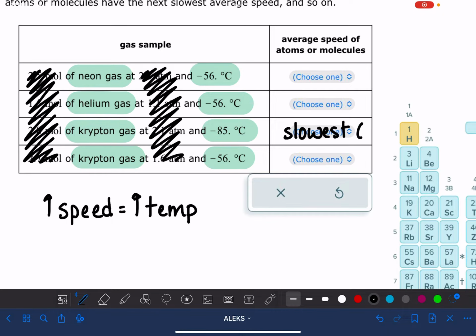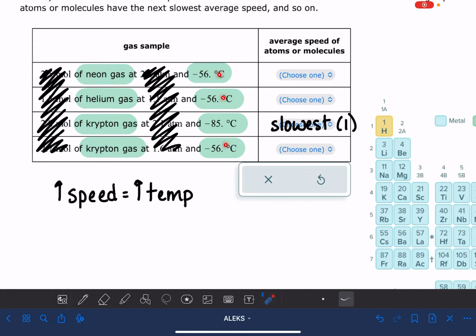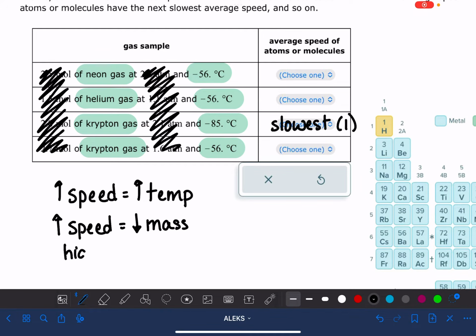And ALEKS is using a number 1 for the slowest gas. So these 3 gases all have the exact same temperature, and to distinguish them from each other, we're going to be using their masses. So speed is also related to the mass of the atom, but this is an inverse relationship. So speed is high for gases that have a small mass. High speed comes from having a small mass, or gases that have a small mass are going to have high speed.